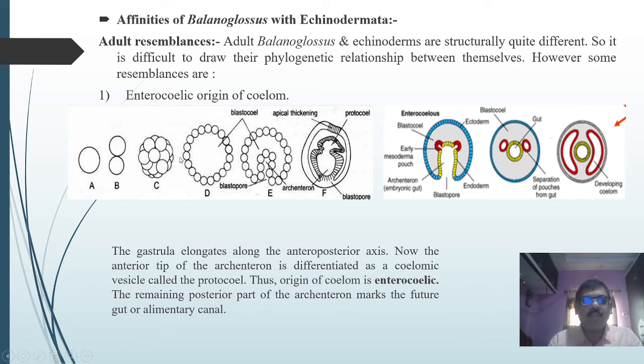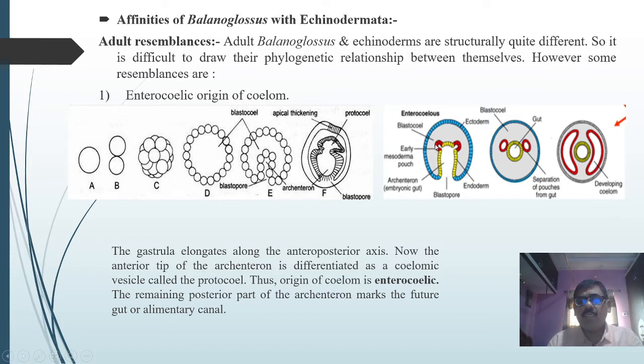In both Echinoderms and Balanoglossus, the coelom is of enterocoelic origin. What do you mean by enterocoelic? When cleavage and blastulation occur, a cavity appears, the blastocoel. After that the gastrula forms, and this blastocoel reduces and a new cavity appears, the archenteron. After that, the three germinal layers are formed, and during that, there is a formation of the coelom.